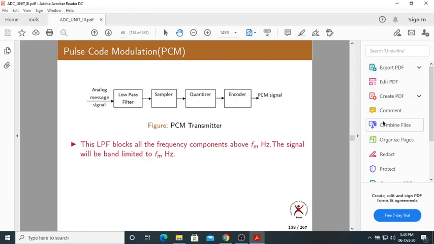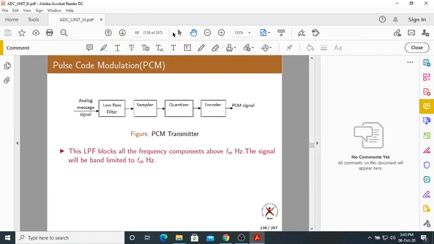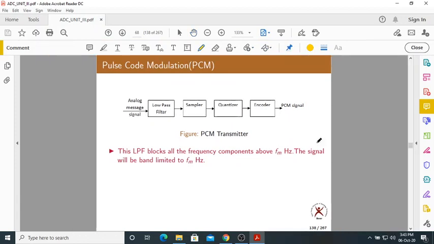It is called pulse code modulation. So what exactly is pulse code modulation? Now, this is the diagram of pulse code modulation. These are the blocks of the pulse code modulation.